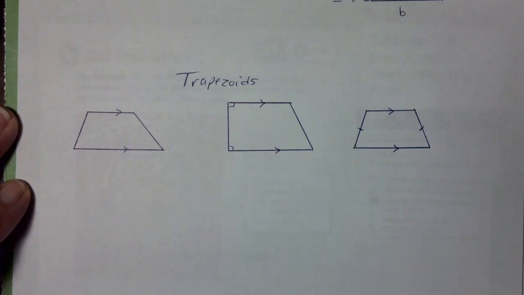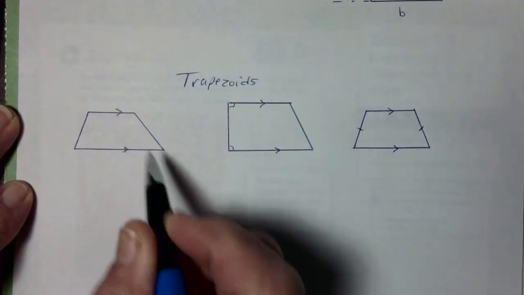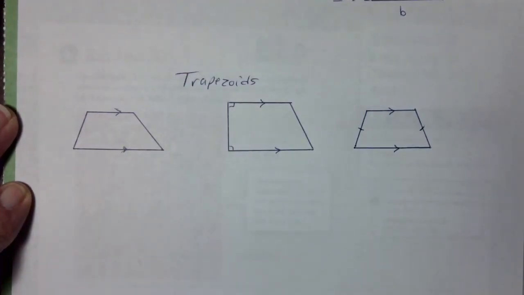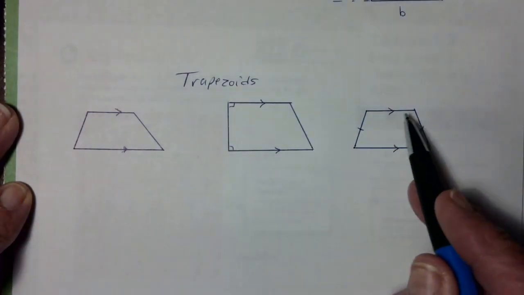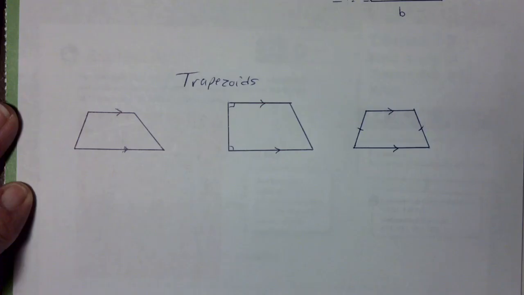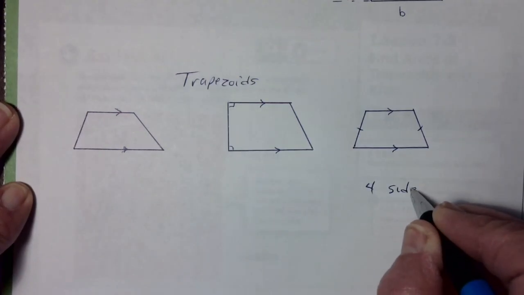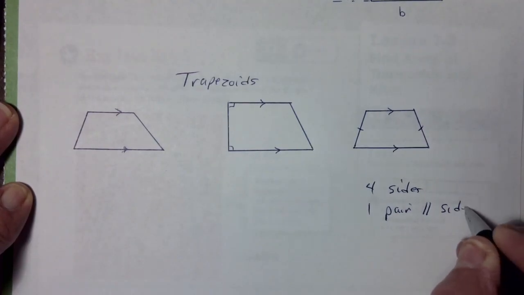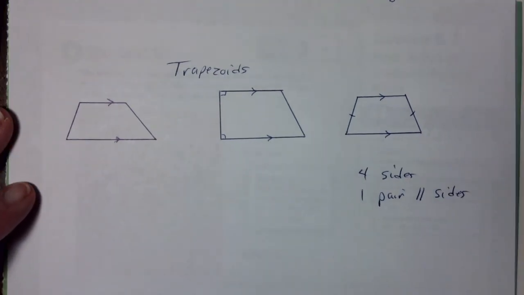First of all, a trapezoid has four sides, and it has one pair of parallel sides. See these little arrows right here? It's saying that this side is parallel to this side, meaning it's the same distance apart all the way across, like railroad tracks. In this trapezoid, this pair of sides is parallel, and in this trapezoid, this pair of sides is parallel. So a trapezoid has four sides. It has one pair of parallel sides. Okay?